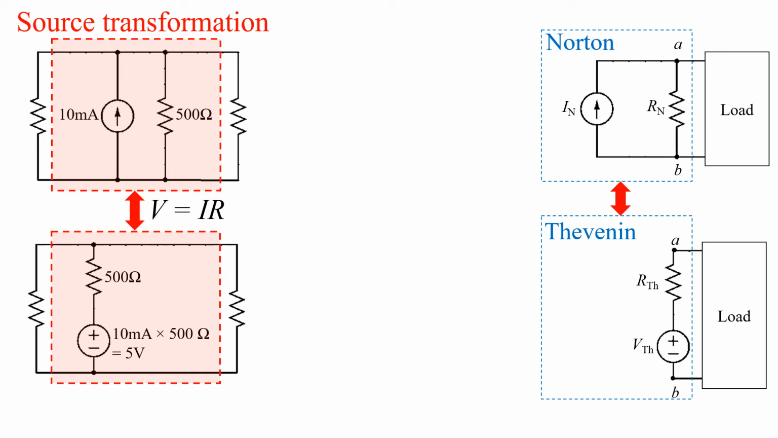You can see that the Norton's equivalent circuit can be transformed to the Thevenin's equivalent circuit using source transformation. The resistance value, 500 ohms, is the same before and after the source transformation, which means that the Norton resistance is also equivalent to the Thevenin resistance.